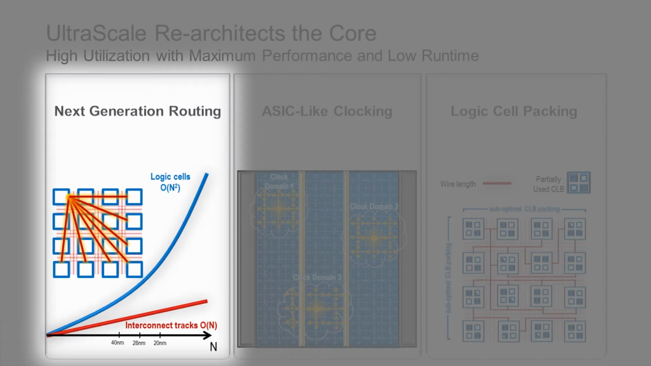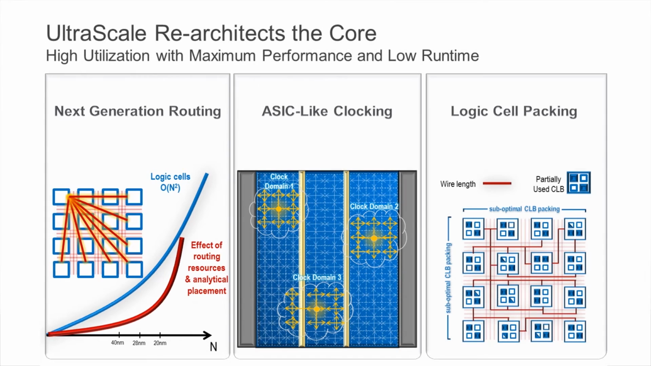So a significant gap develops between the amount of logic elements available versus the number of available interconnect tracks. In UltraScale, we're closing the gap by adding more direct routes to the interconnect structure and by leveraging the analytical co-optimization of Vivado to identify the most optimal route from point A to point B.